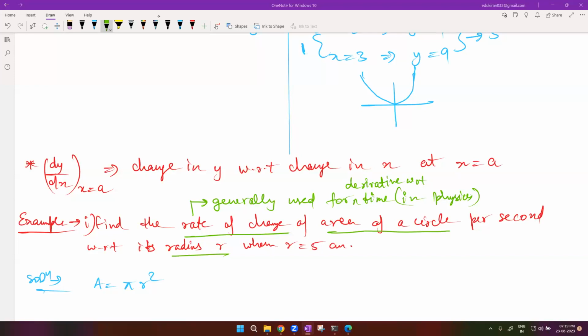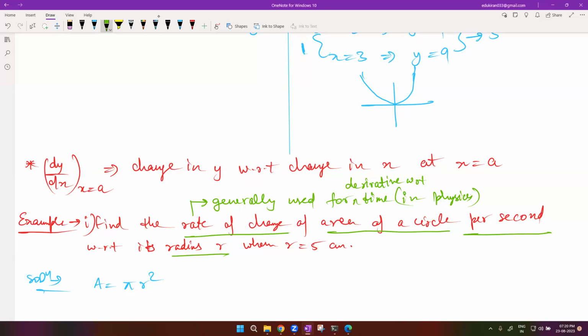Let's see what is the problem here. Why did I say that this question is wrong? Rate of change is generally meant for time, right? So when the question asks about the rate of change of area of a circle, it means I have to differentiate the given equation with respect to time, and per second is also given here, right?